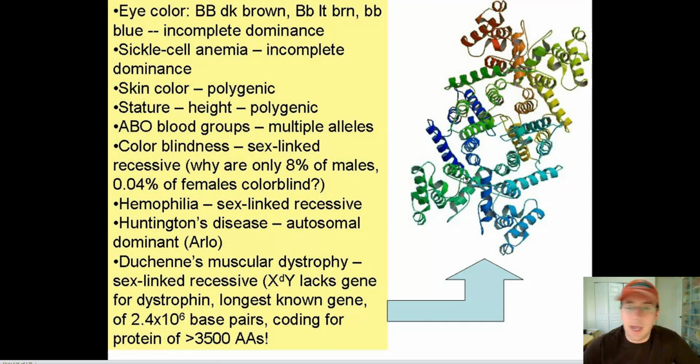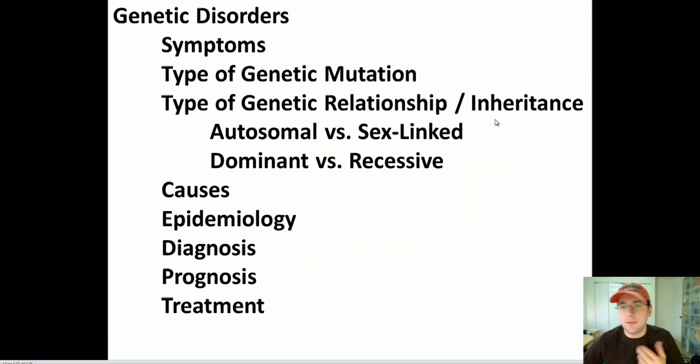The ABO blood group, again, is multiple alleles. Colorblindness is sex-linked recessive, and hemophilia is also sex-linked recessive. Duchenne muscular dystrophy is also sex-linked recessive. And so you see that there are different kinds of patterns for all of these disorders.